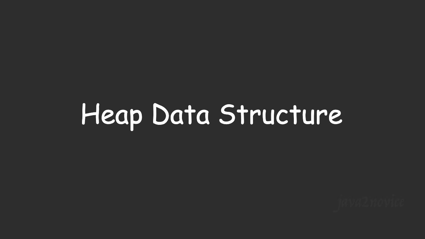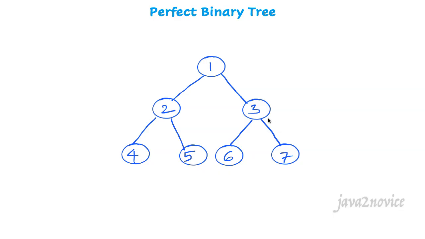What is a complete binary tree? Let's understand the complete binary tree first. Here is an example of a binary tree. In this, each node has two children except leaf nodes, and all the leaf nodes are at the same level. This tree is called a perfect binary tree. If you notice, all the leaf nodes are at the same level and completely filled. The last level is completely filled.